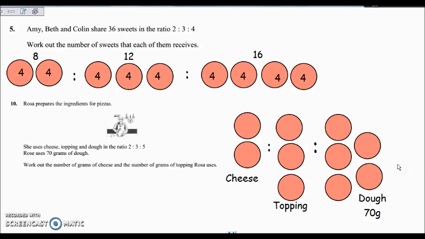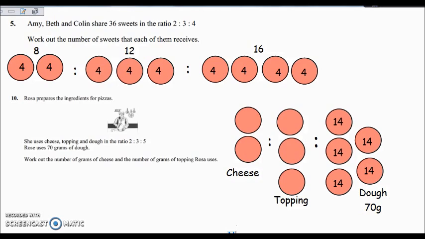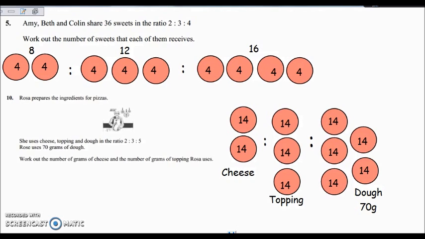Well, 70 divided by 5. If you do 5 times 7 up to 70, it's 14. So if I put 14 in those circles, then I know what all the circles are worth. If one circle's worth 14, they're all worth 14. So fill them all in with 14s.